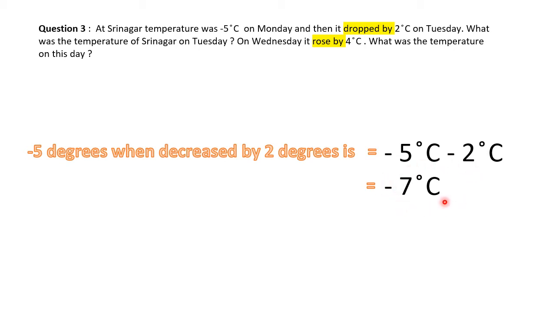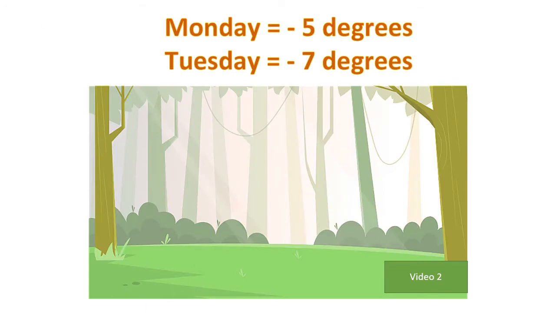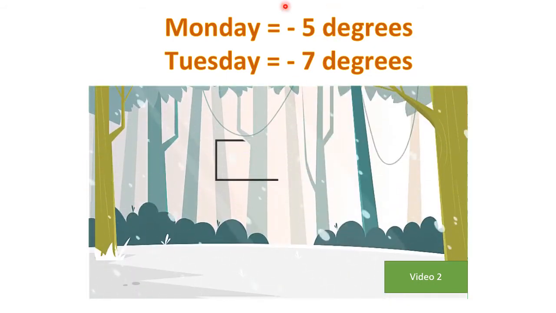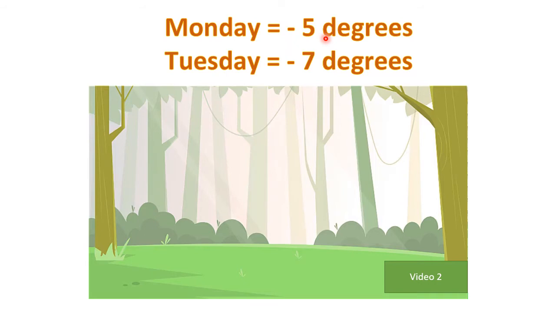7 degrees Celsius, and when we look at the numbers 5 and 2, what is the greater number? 5 is the greater number. So the answer will also have the sign of the greater number, which is -7, right? So as you can see, they have given us in the question that on Monday it was -5 degrees Celsius, and when the temperature decreased by 2 degrees Celsius, it became -7 degrees Celsius, right? Now let us go on into the second part of the question.